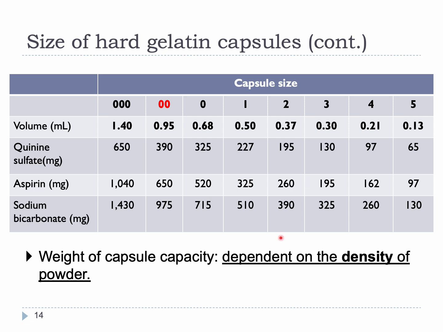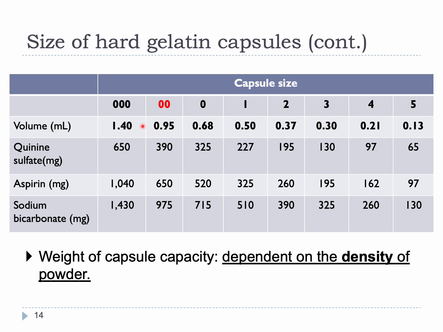Even though you have the same capsule size, if you use different ingredients, then the amount of ingredient for the same size of capsule can be different. For example, this is the table. We have the sizes from 000 to 5, that means from large to small. The volume of size 000 is 1.4 milliliter, size 00 is 0.95 milliliter, size 0 is 0.68 milliliter, and so on.